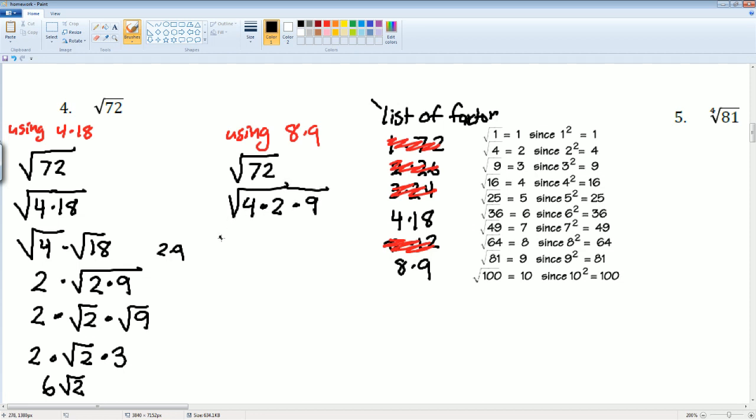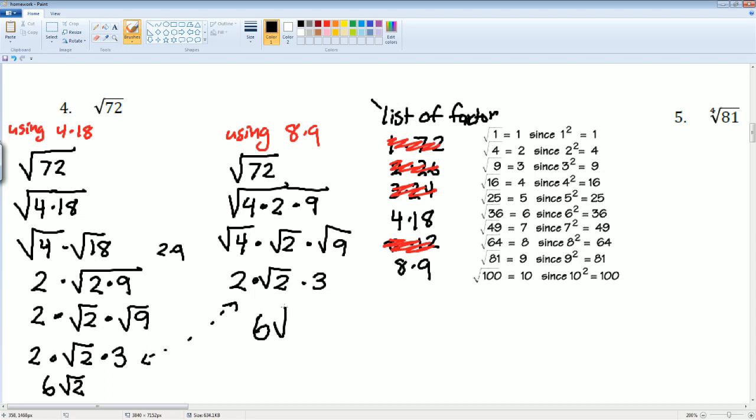Now I'm just going to split this into 3 pieces. The 4 times the 2 times the square root of 9, right? You should already see this. It's right here. So square root of 4 becomes 2. Square root of 2 becomes nothing. Square root of 9 becomes 3. Okay, do you see how this and this is the same step? So this just becomes 6 square root of 2.